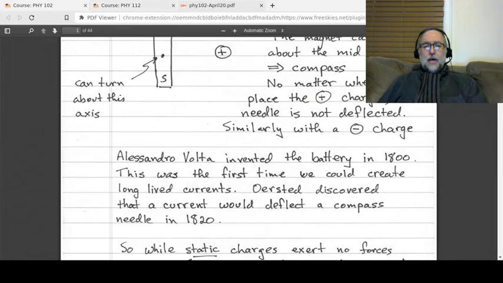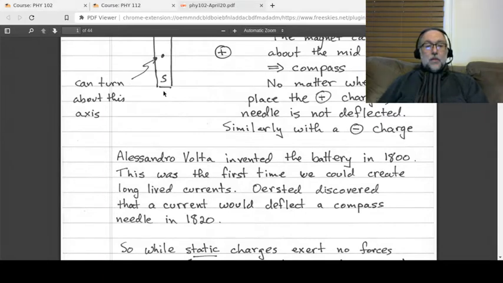It took Alessandro Volta to invent the battery before we could discover what the relationship was between electricity and magnetism. And the reason is that the battery is able to create a sustained current. Okay, and you need a current in order to create a magnetic field. All right, and so there's the relationship. It's not static charges that interact with magnets. It's currents that interact with magnets, and we'll see that as the video goes on.